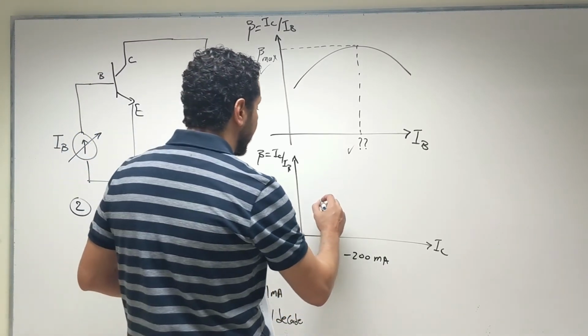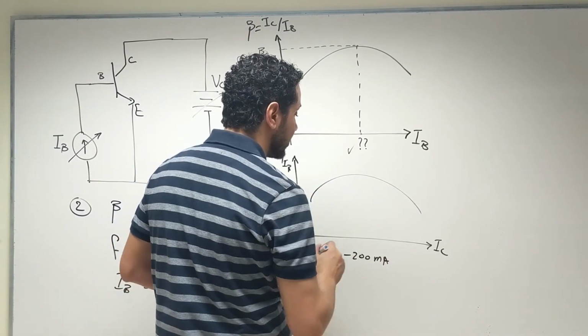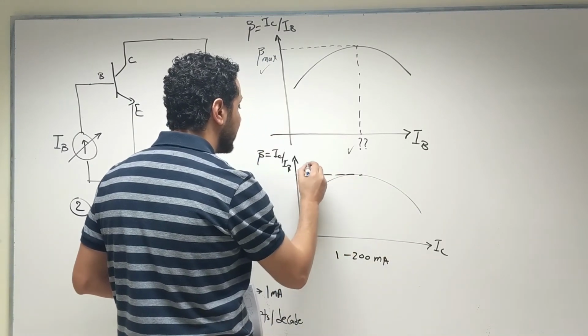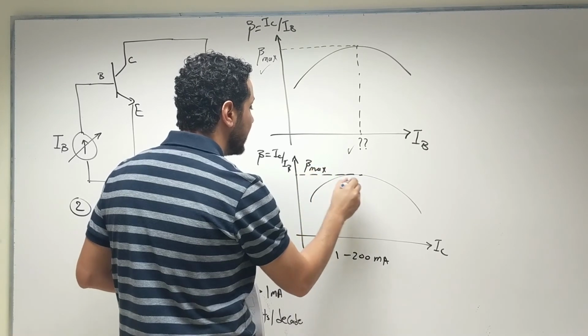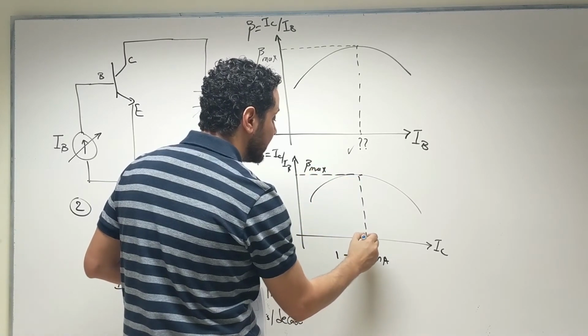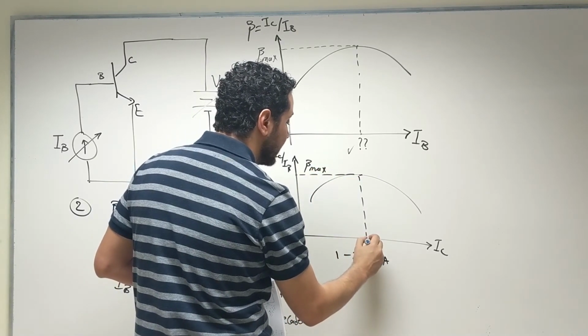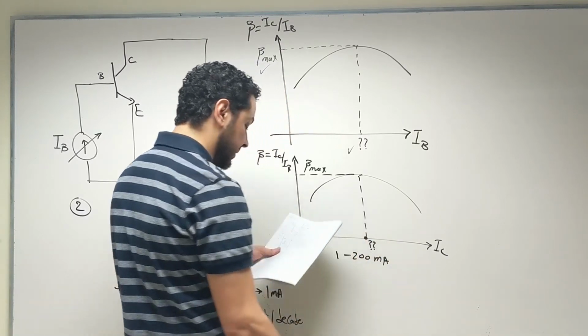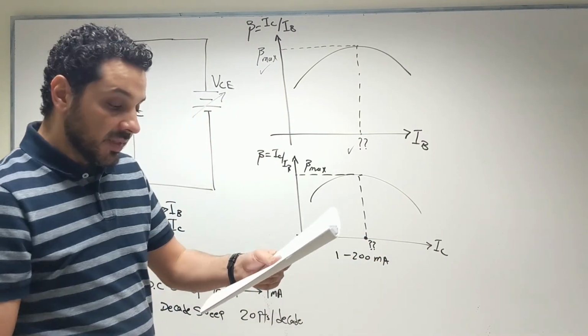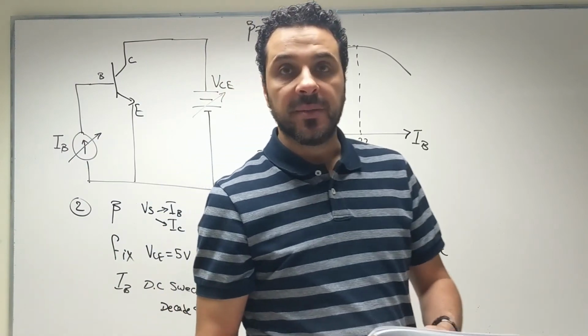Okay, and you are supposed to get a curve that looks like this. Please calculate what is the value of beta maximum and find the value of IC at which beta maximum occurs. Okay, so this is the second part of the experiment.